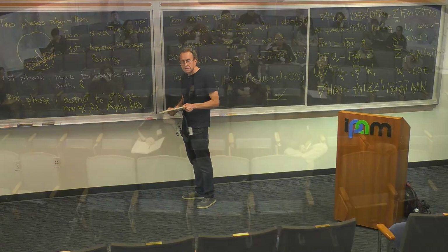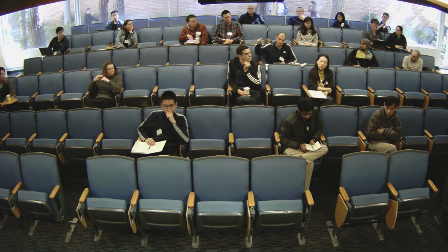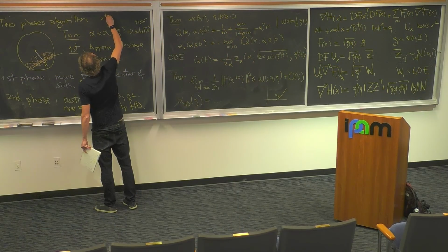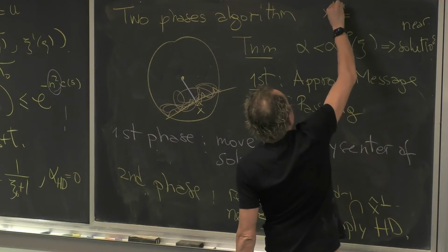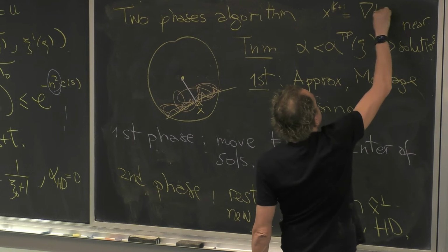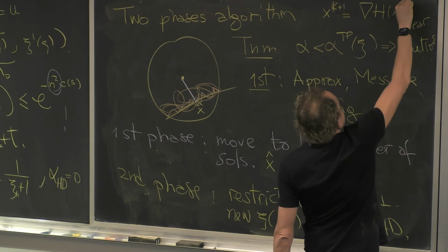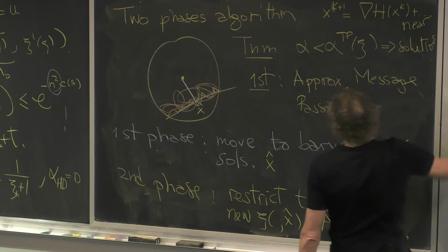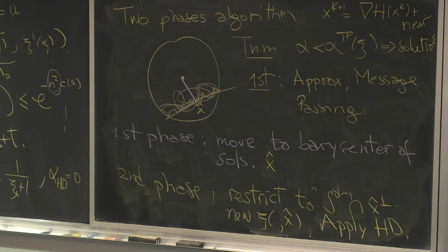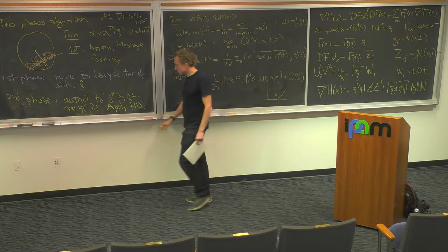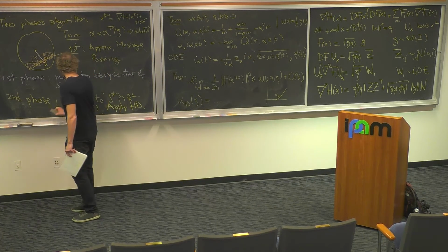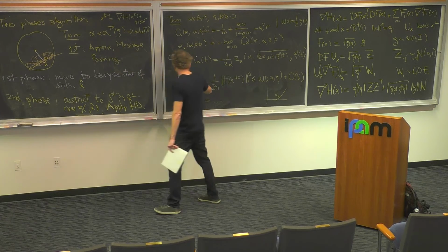Does the message passing tell you where x hat is? Yeah. It's an iterative algorithm. It's very similar to gradient descent. You have an iteration of this type: x_{k+1}, gradient of h at x_k, and there is some extra term. Something very similar to that.